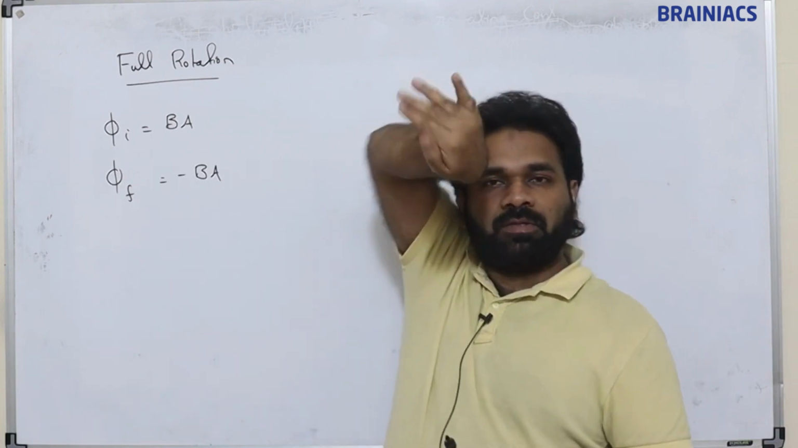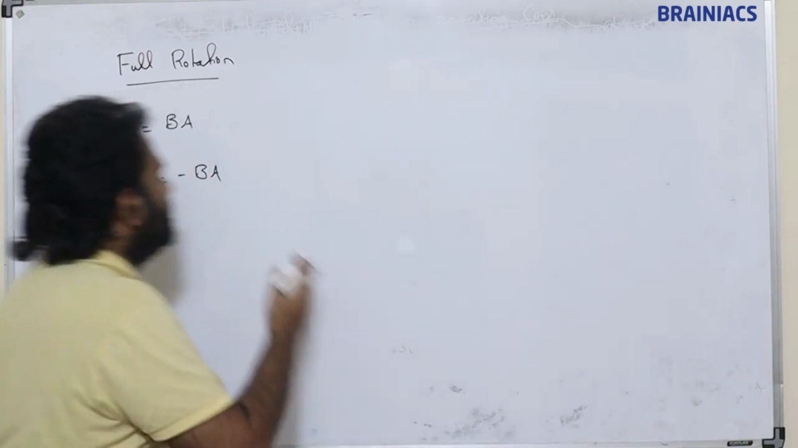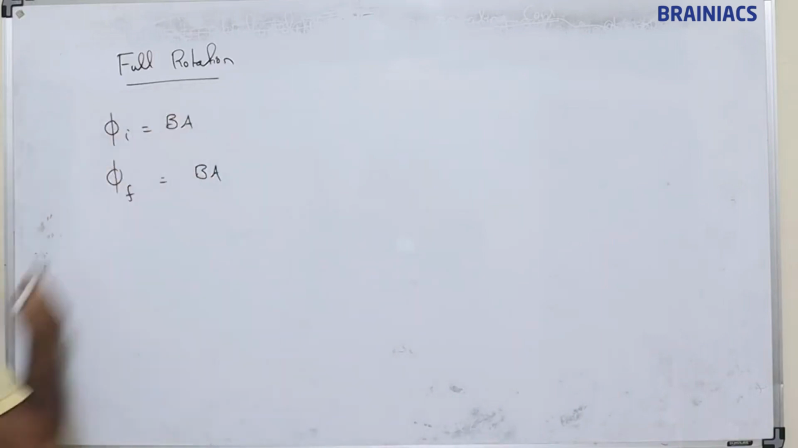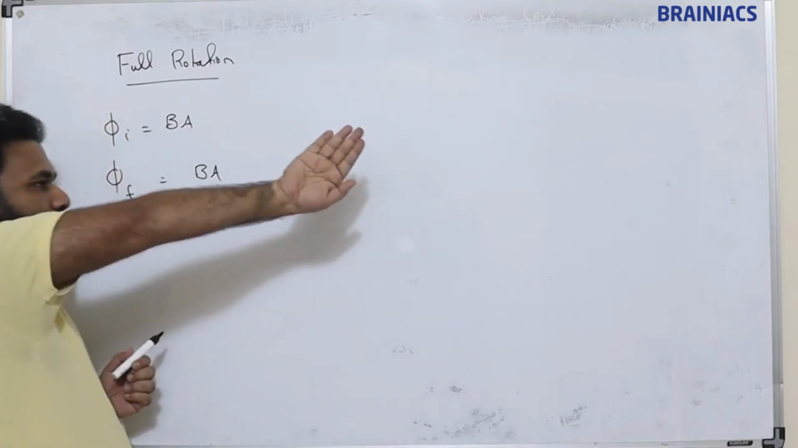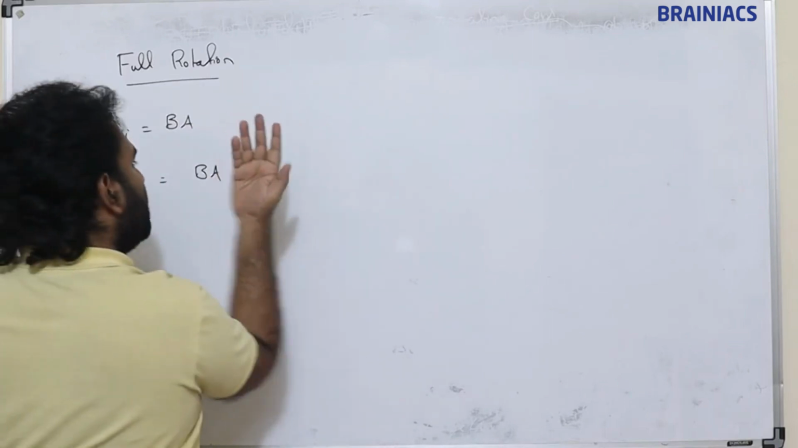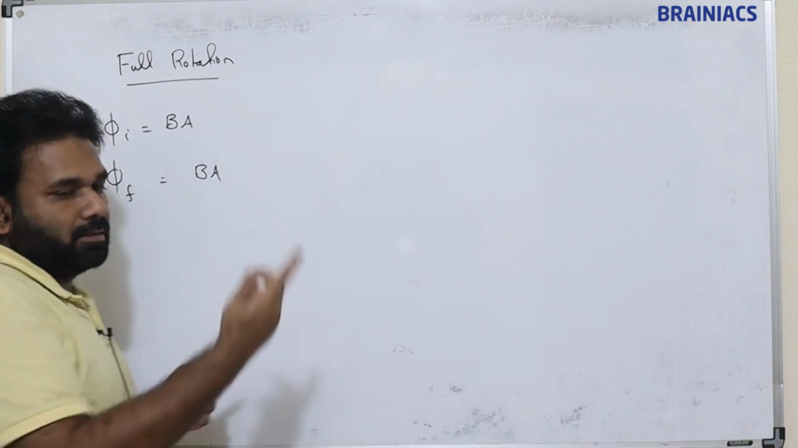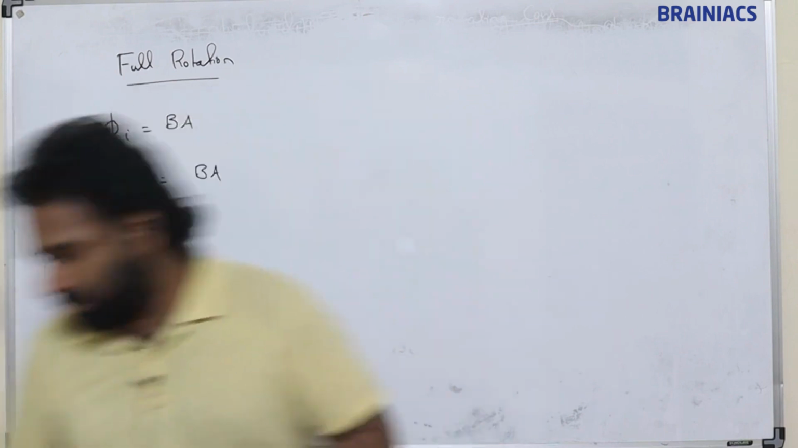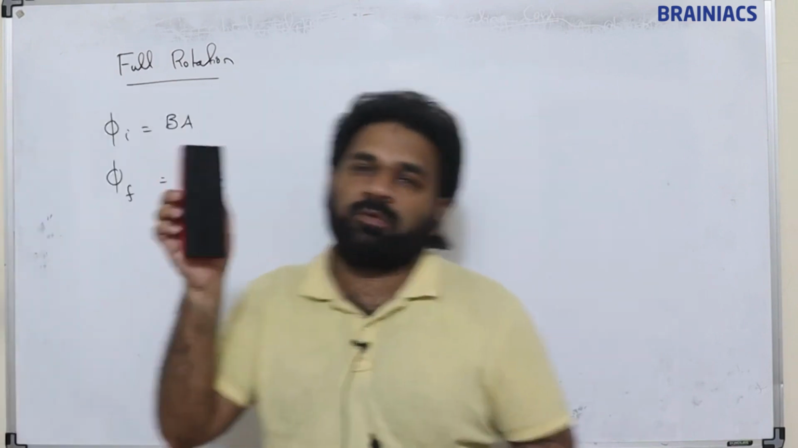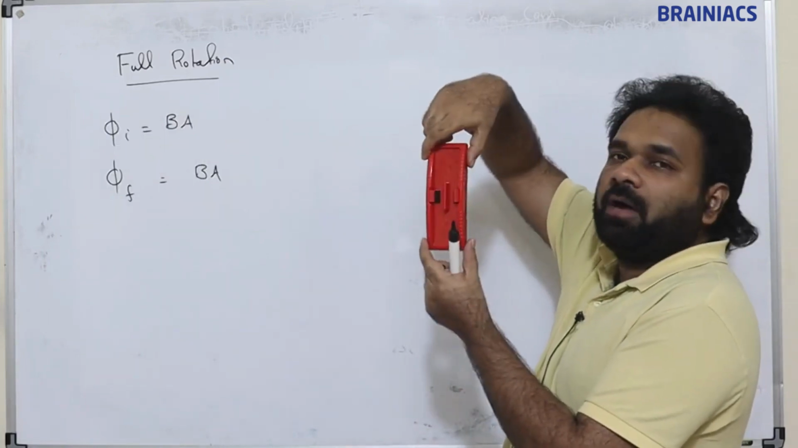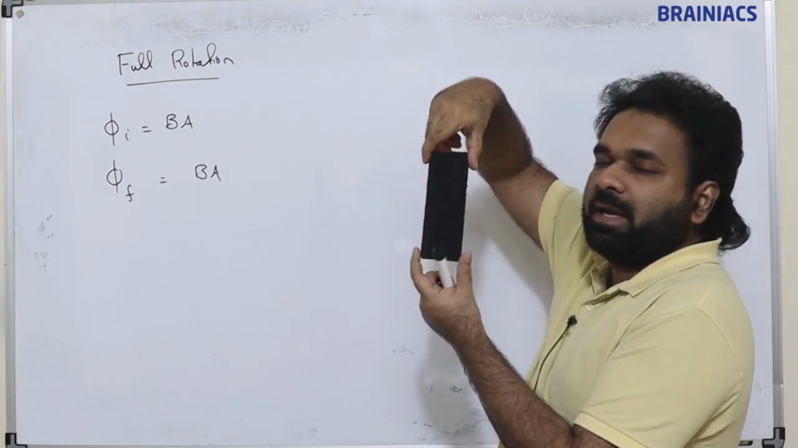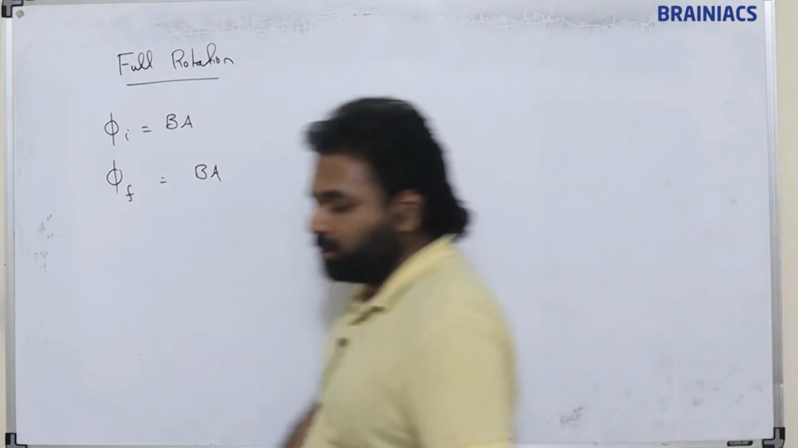If we are rotating it full, then initial position and final position are both the same. Already the coil was like that. This is rotated half. Then again it is rotated full. Just how to show this: suppose this was the initial position, this was the half position, full position means again it will come back to the previous position.